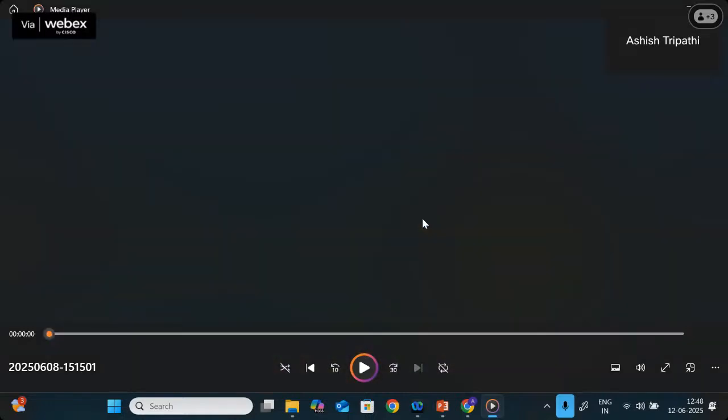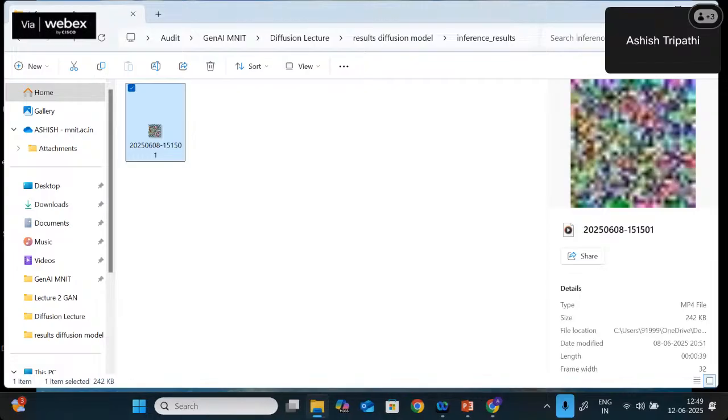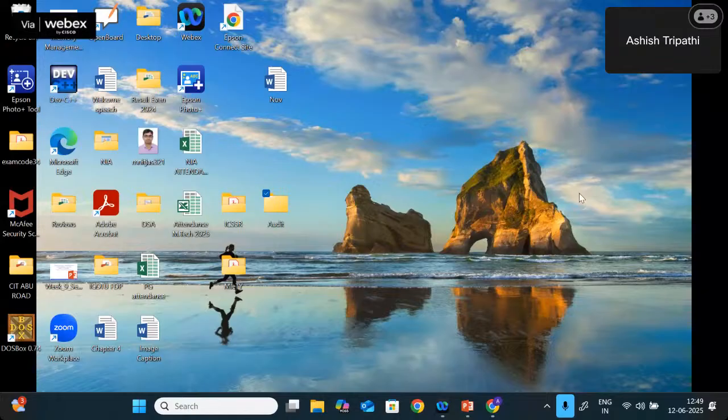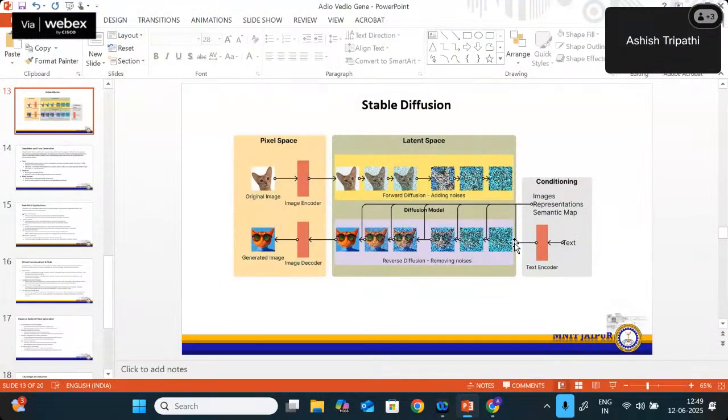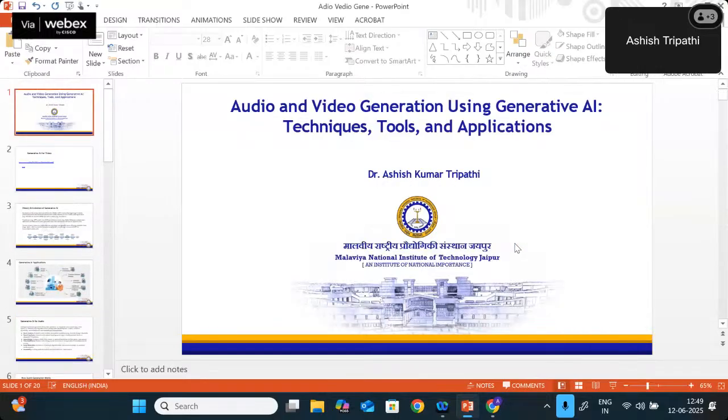Basically, what I told you is that in this particular code run, I have used image dimensions as 32 cross 32. But if you increase the dimensions of the image, that is 128 cross 128 or some more dimension images, then you will be able to see clear-cut images.